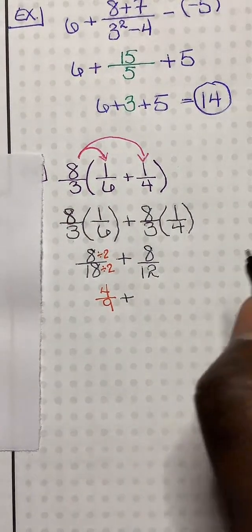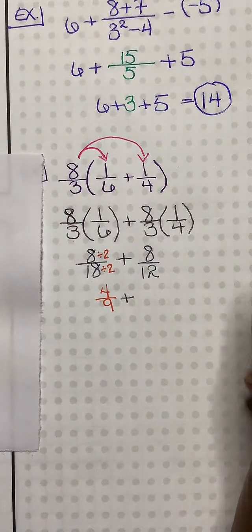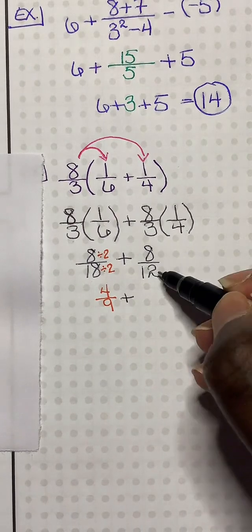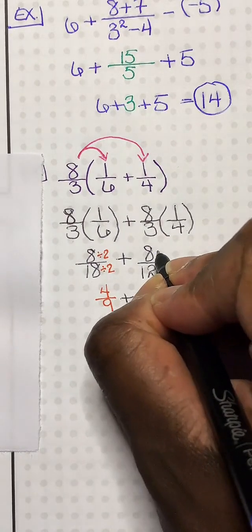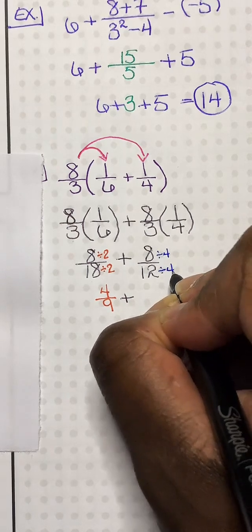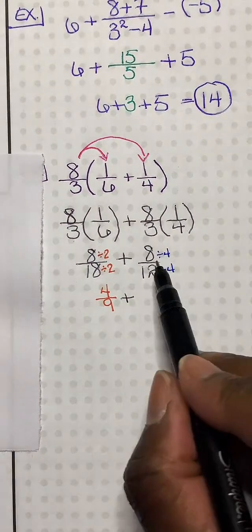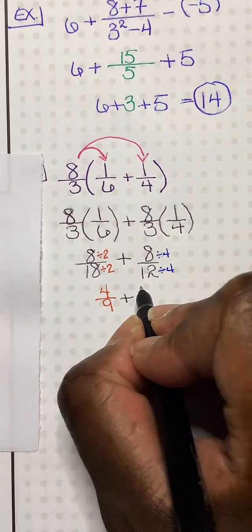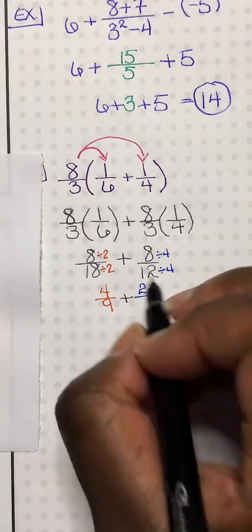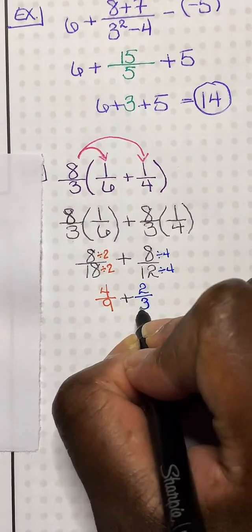I know there's a shorter way of doing this. I'm showing all ways, okay? Now, 8/12, that can be reduced by 4. So if I do 8 divided by 4, that gives me 2. And 12 divided by 4, that gives me 3.